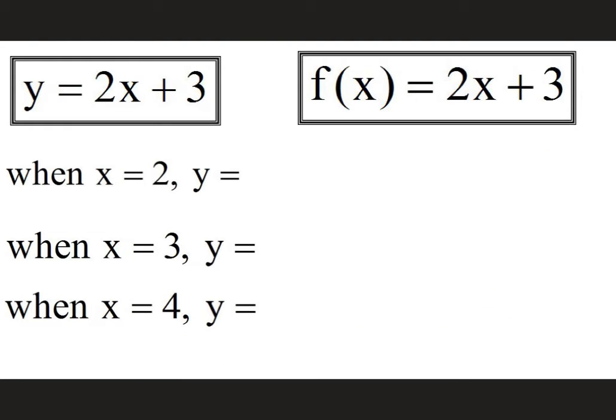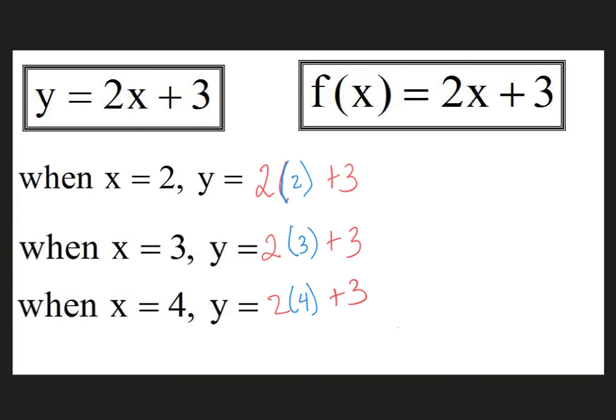Okay, so here, if I have one equation written in different ways, I have my y equals 2x plus 3, but I also have it in function notation, f of x equals 2x plus 3. We can actually find what the numbers are by evaluating the expression when x equals 2, 3, or 4. So when I replace the letter x with the corresponding values for x, I end up with these expressions or equations. And then I can just simplify.